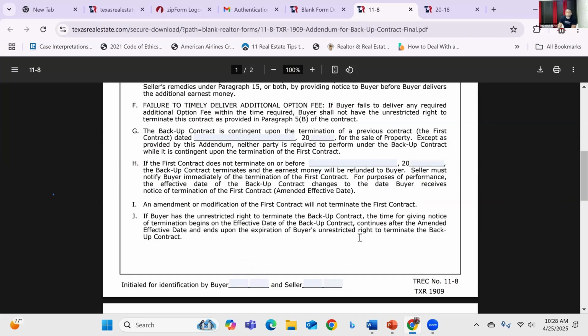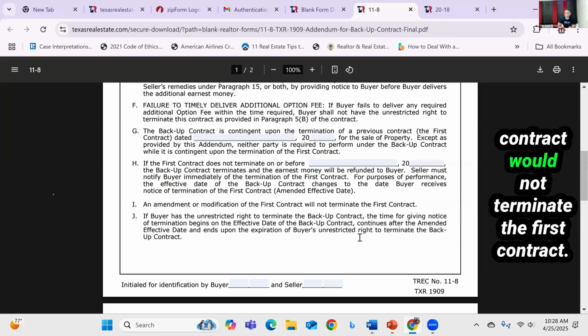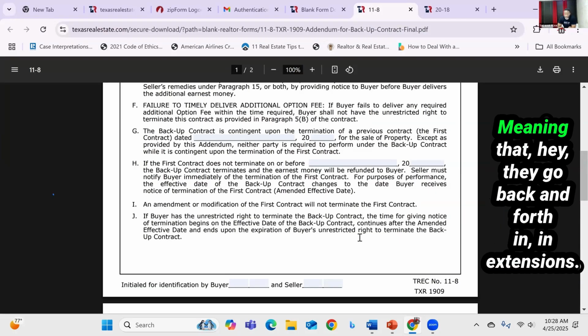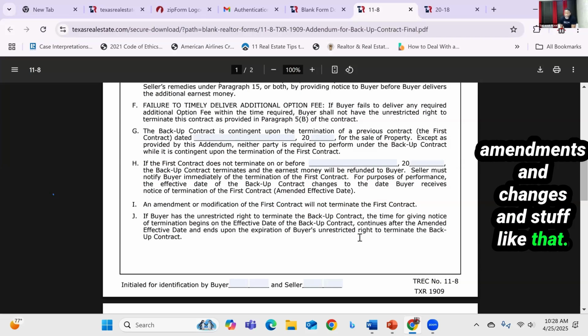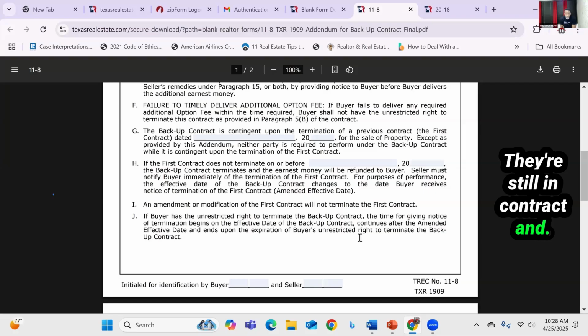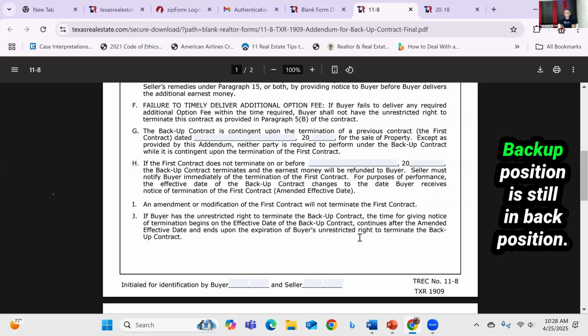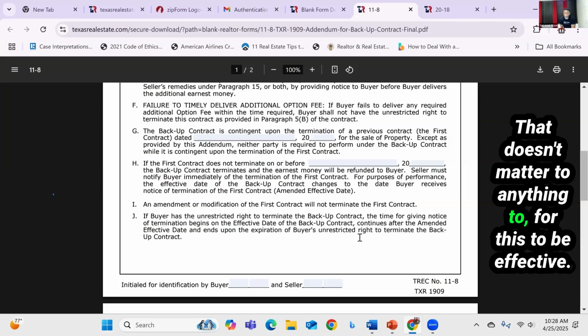All right. I. It says an amendment or modification of the first contract would not terminate the first contract, meaning that they go back and forth in extensions, with amendments and changes and stuff like that. That doesn't terminate the first contract. They're still in contract, and the backup position is still in backup position. You're still in second position. That doesn't matter to anything for this to be effective.